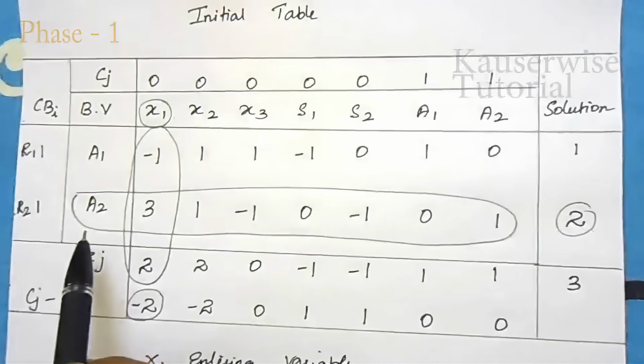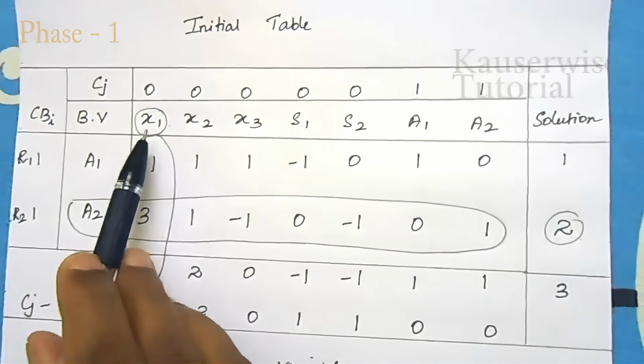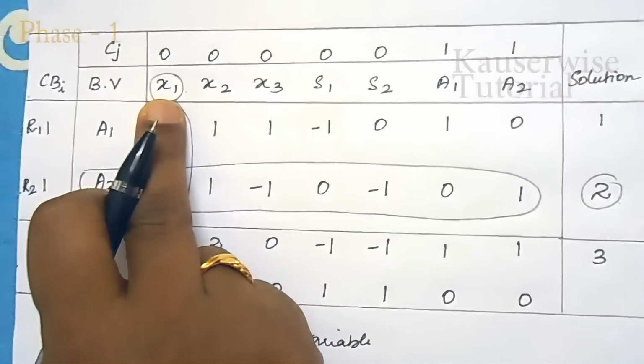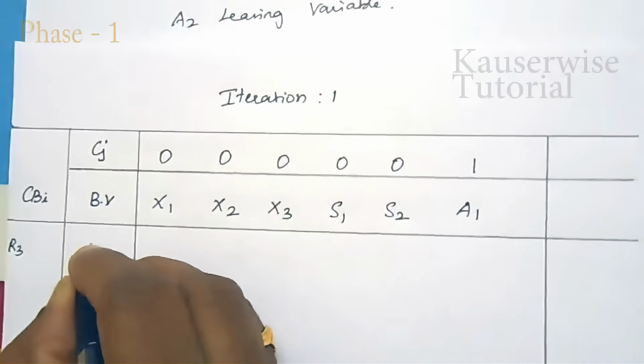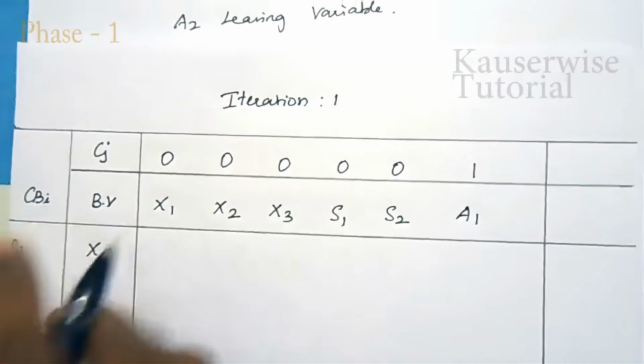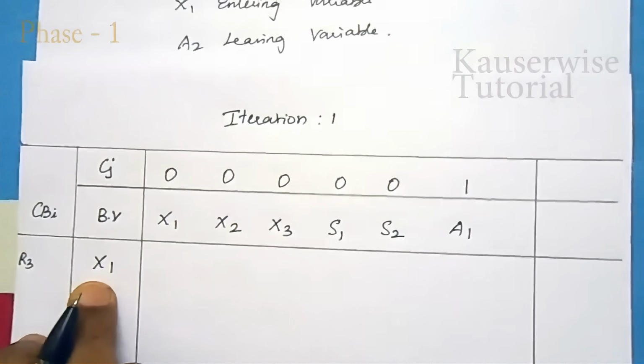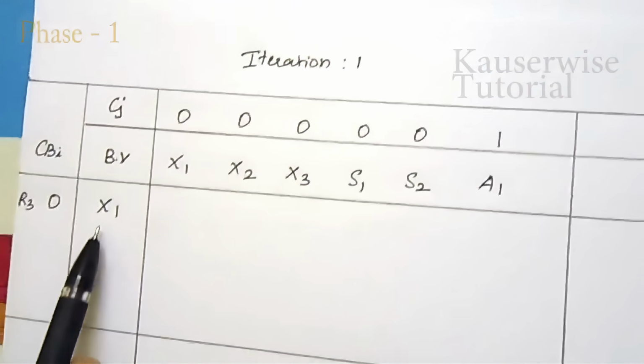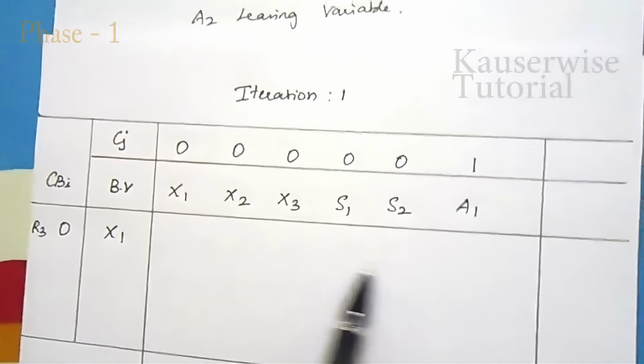For row 3, instead of A2, we need to write x1. x1 is the entering variable. So this will be row 3. The entering variable value is 0, so put 0.